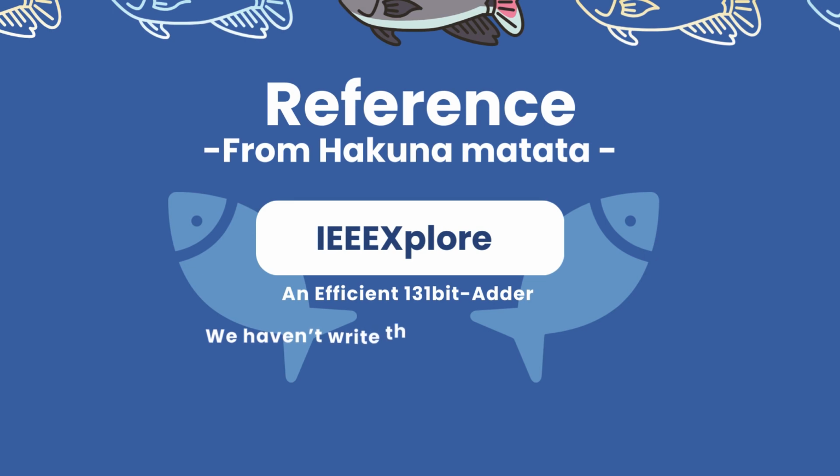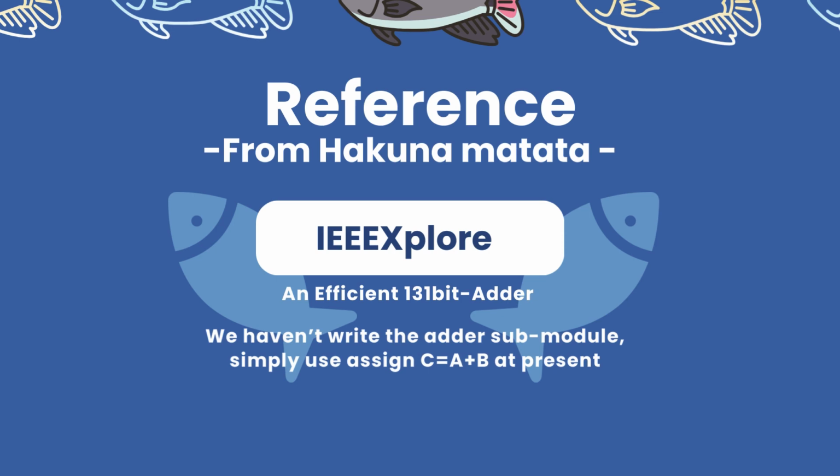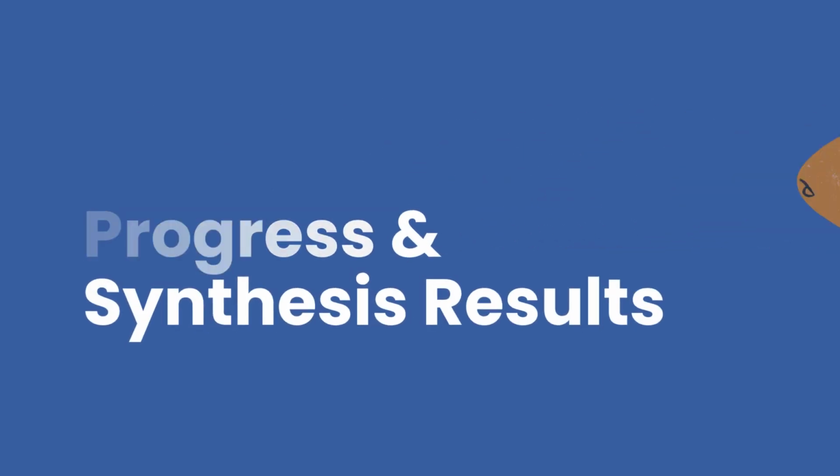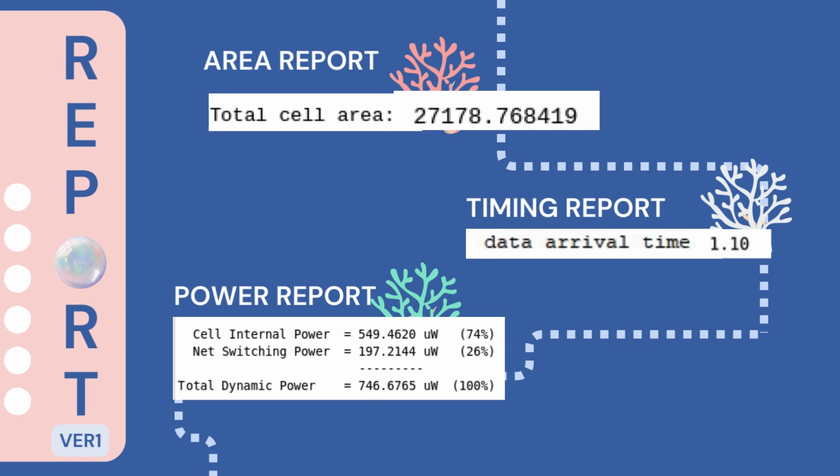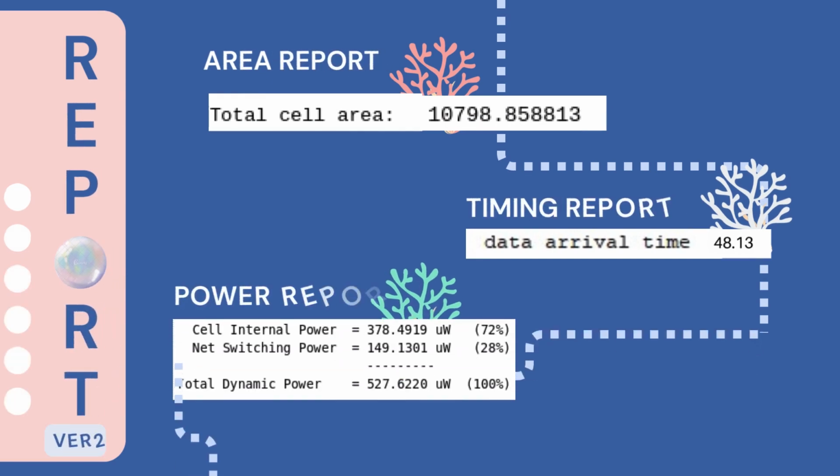The next reference is from Hakuna Matata, an efficient 131 bits adder from IEEE Xplore. Because we haven't written the adder submodule yet, for now we simply use assign C equal to A plus 1. So we want to use another efficient adder. The second one is progress and simplified result. For version 1, the area, timing and power are shown above. And for the second one, the area, timing and power are shown below. You can see that the timing and power are much smaller than the first one.